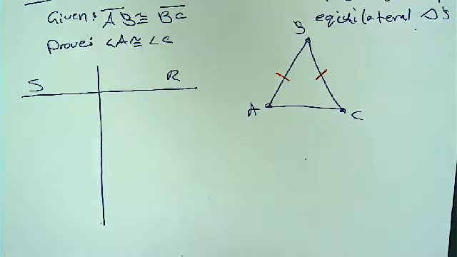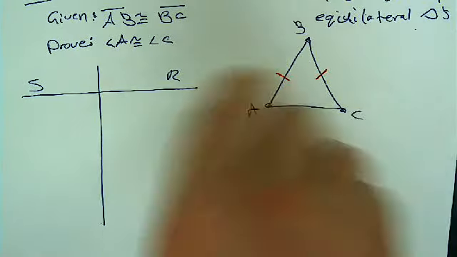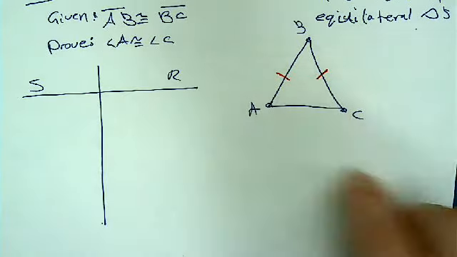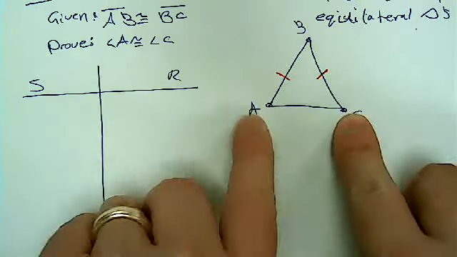Okay, so we've got the triangle here, ABC. We've marked off that AB is congruent to BC. So that's our given. The goal is to get these two guys down here congruent to each other.